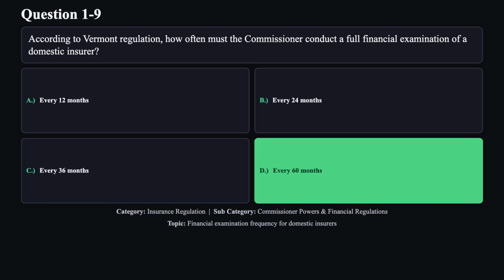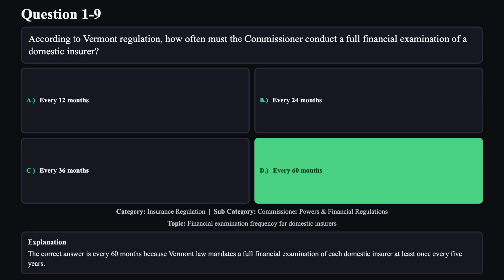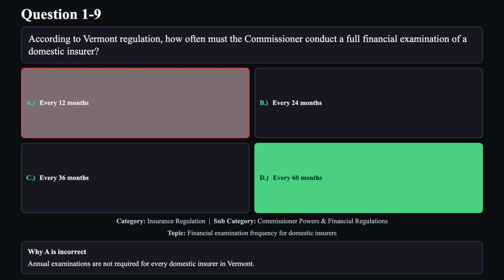The correct answer is D. The correct answer is every 60 months, because Vermont law mandates a full financial examination of each domestic insurer at least once every 5 years. Reason A is not correct. Annual examinations are not required for every domestic insurer in Vermont.